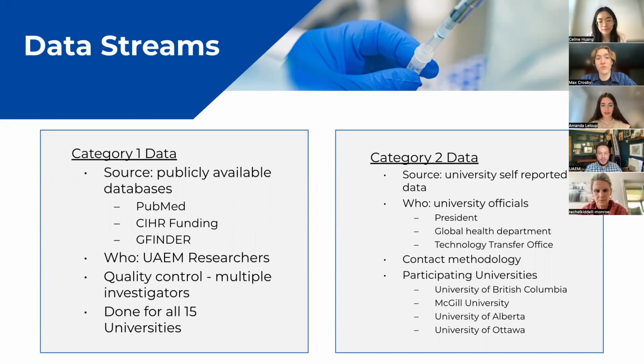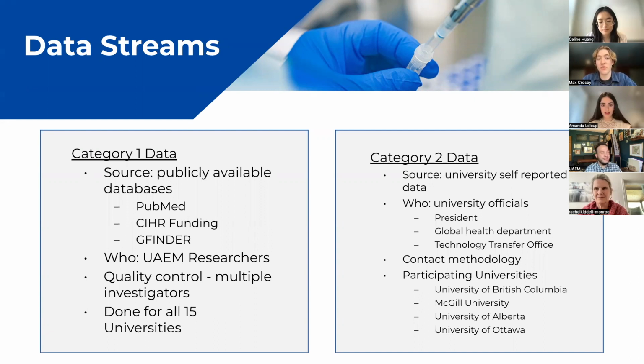For questions where data was not publicly accessible, such as questions regarding university licensing in the access section, surveys were sent by UAEM researchers to specific university officials. This constituted our Category 2 data, or university self-reported data. To promote responsiveness to our surveys, survey tools were sent to a contact list that contained university officials in the administration, global health department, and technology transfer office at each of the U15 universities.